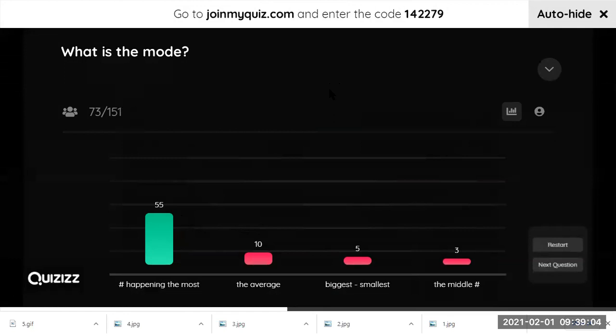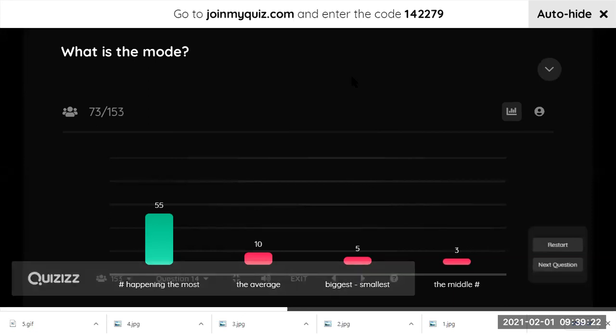What is the mode? Mode is the most repeating value. So happening the most is the answer. Average means mean. Biggest minus smallest, the third option, is the range. And the middle number is the median. Let us look at the next question.